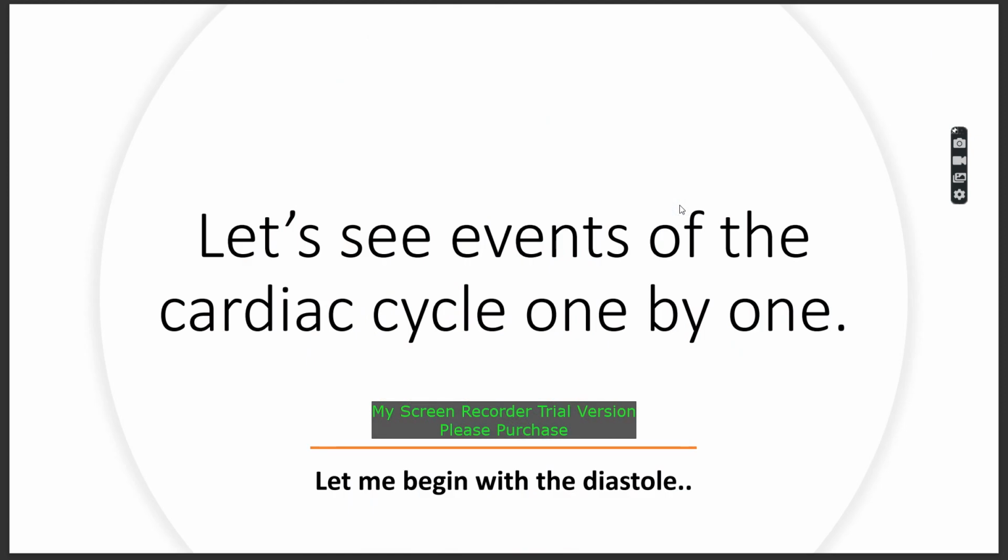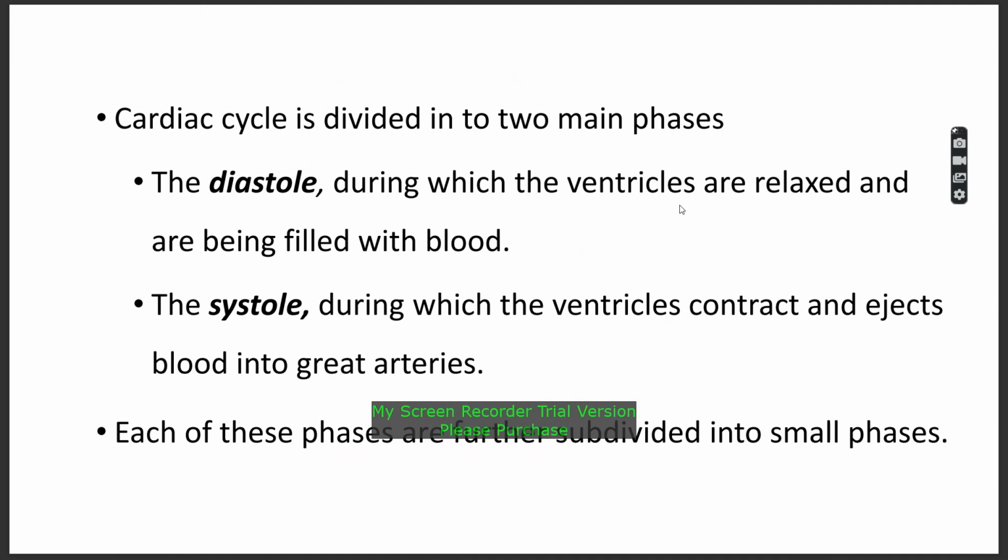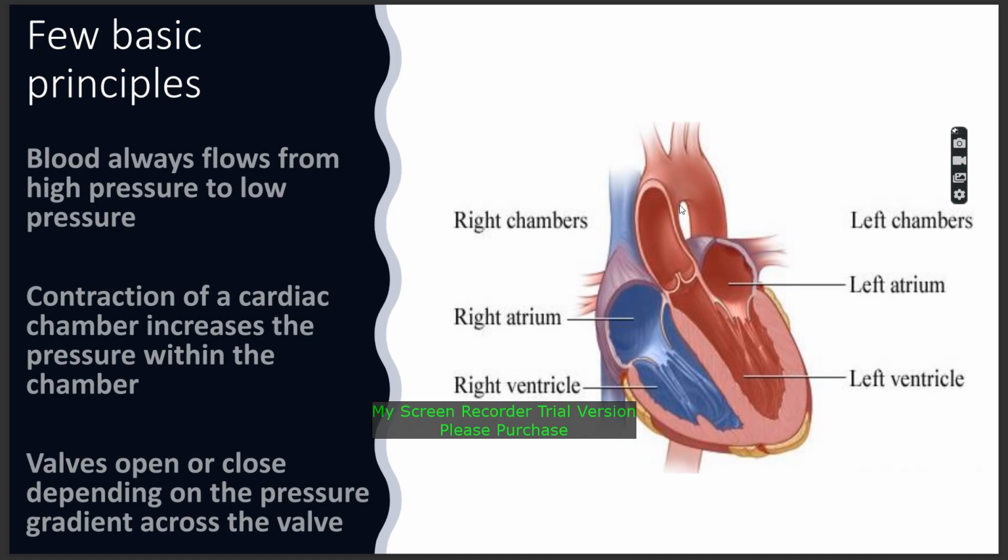So let's see the events of the cardiac cycle one by one. The cardiac cycle is divided into two main phases: diastole, during which the ventricles are relaxed and are being filled with blood, and systole, during which the ventricles contract and eject the blood into the great arteries. Each of these phases is further subdivided into smaller phases.